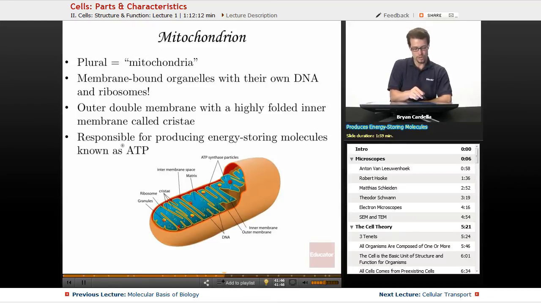And what does it do? Well, it's responsible for producing energy-storing molecules known as ATP, adenosine triphosphate. This will come up a lot more in the unit on cellular respiration and in photosynthesis. This is kind of like energy currency for the cell. You take in food, you and I, we are known as heterotrophs. We have to take food in as an energy source from outside of ourselves. We can't make our own food.